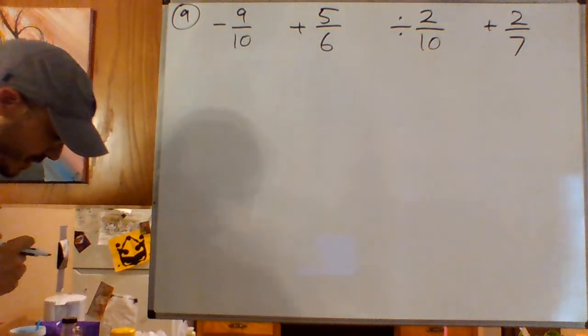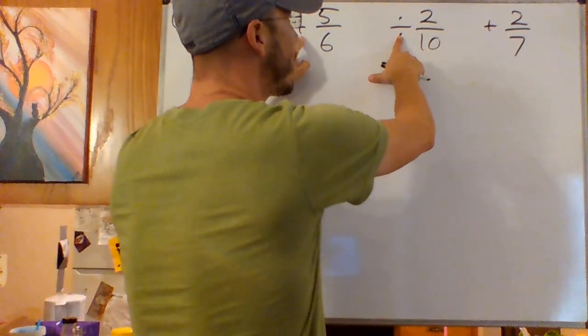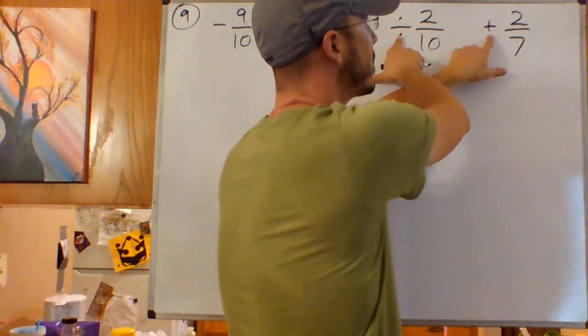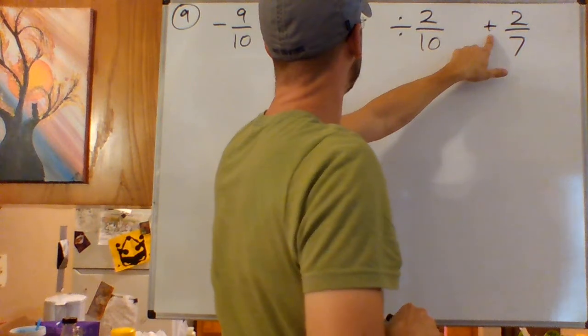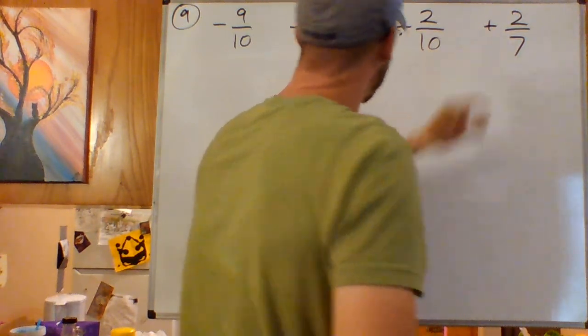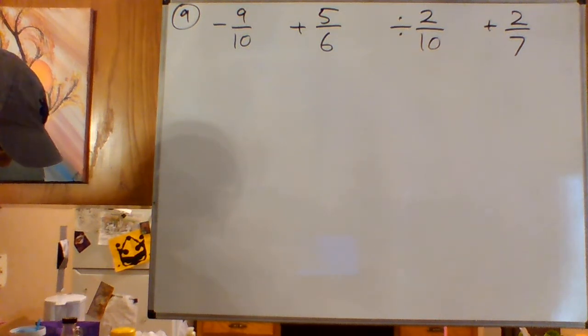There's no grouping symbols in this one. It's just a plus, divided by, and another plus. So actually the space is not the best way to start this.